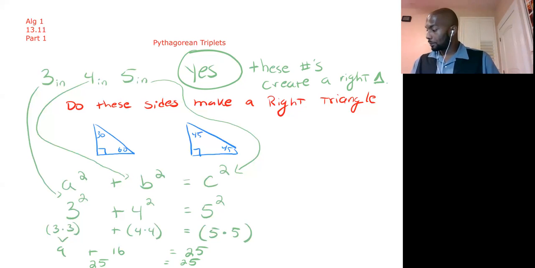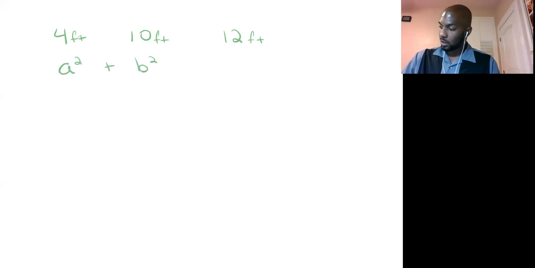Let's try another one. If I gave you the numbers 4, 10, and 12, and let's say it's 4 feet, 10 feet, and 12 feet, would these numbers create a right triangle? All I need to do again is use the Pythagorean theorem. a squared plus b squared equals c squared.